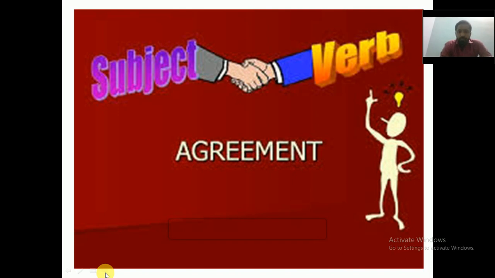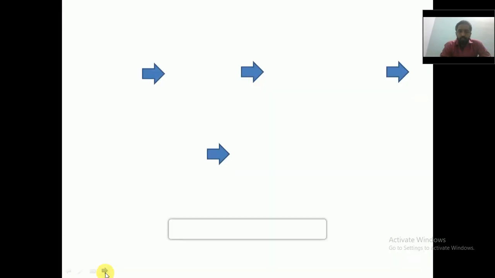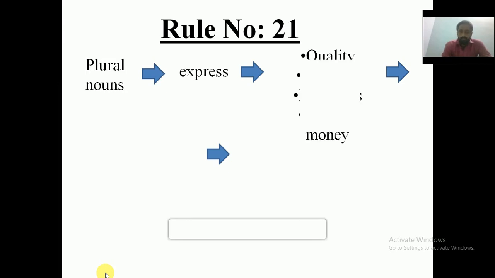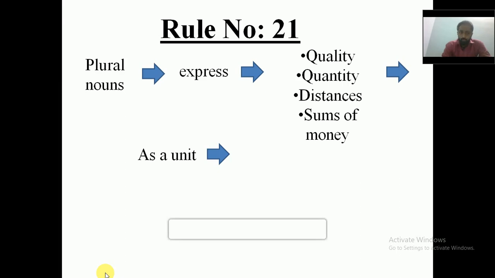In today's class, we will move on with the rules regarding subject-verb agreement. We have completed 20 rules, and today we move on to the next rule. We have today rule number 21. And what is rule number 21? Rule number 21 says that plural nouns that express quality, quantity, distance, or sums of money taken as a unit will have a singular verb.